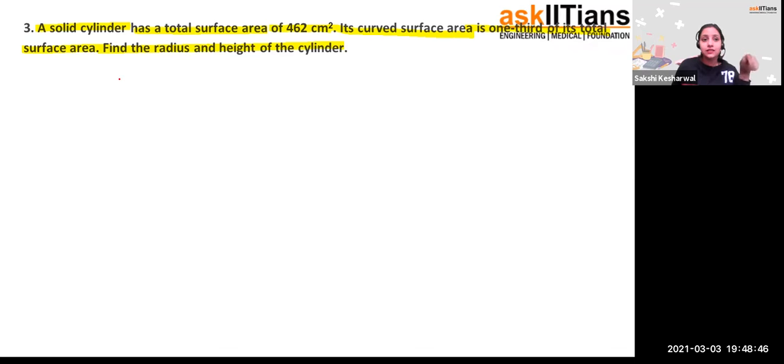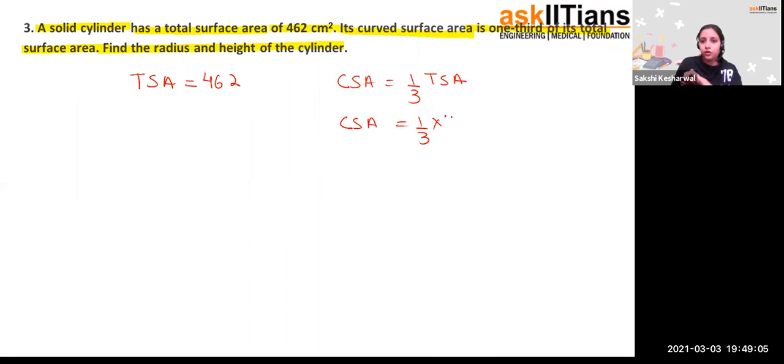It says that the TSA of the cylinder is given. TSA of a cylinder is how much? 462. Right? Now what it says is that the curved surface area is 1/3 of the TSA. So CSA is what? 1/3 of TSA, right? Now, can I say that CSA will be equal to what? 1 by 3 into what? 462, which is equal to what? CSA is equal to what? 154? Yes or no? 154 centimeters square, right or not?